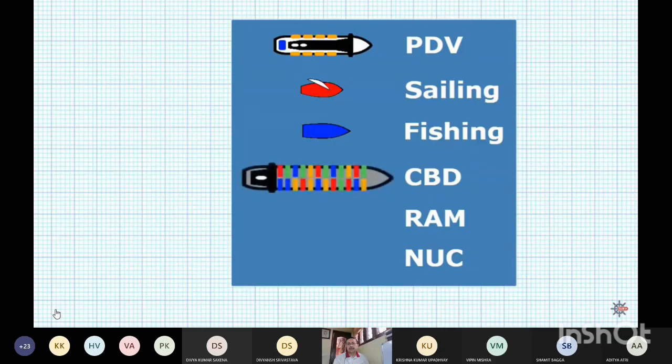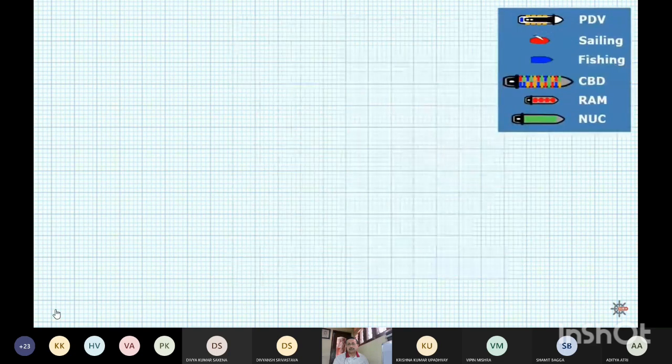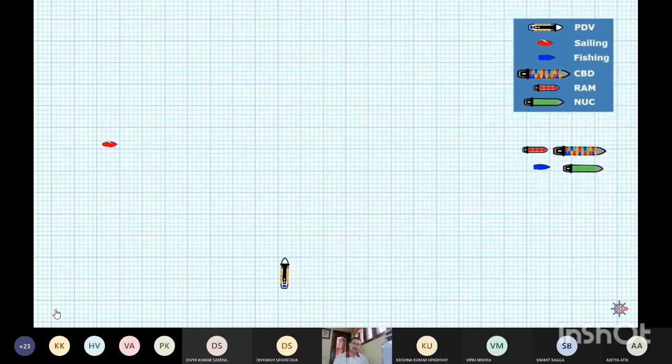CBD we're going to take as a large container ship, restricted in ability to maneuver we're going to take as a red tanker, and not under command we're going to take as a green bulk carrier. I'll leave this key on the screen so we always know what's going on, and I'm just going to place a fleet of ships down here at anchor so it's easy for me to get hold of them. So let's take a look at the first situation.